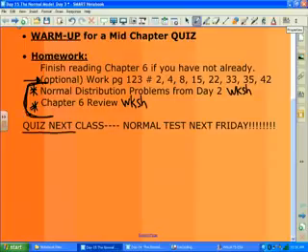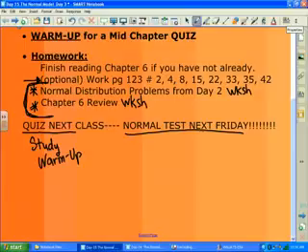Finally, since we're doing a quiz next class, if you struggled with this warm-up, you want to study your warm-up, because we're going to have our mid-chapter quiz next class, which is actually at the end of the chapter. And then we'll have a review day on Wednesday, and our test will be next Friday. Okay? All right. So there you go.